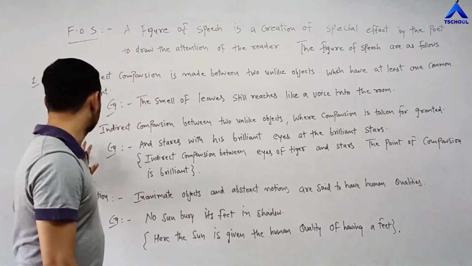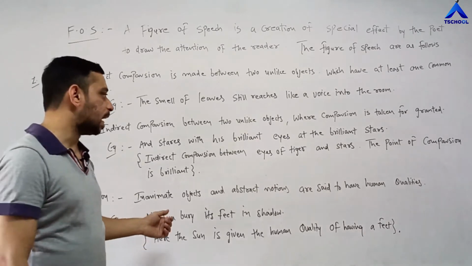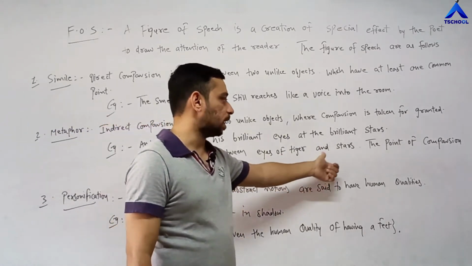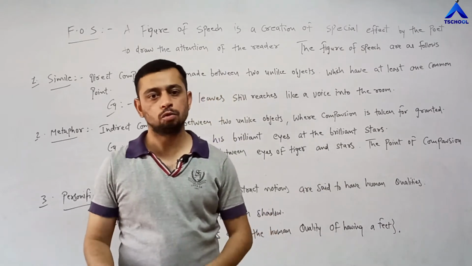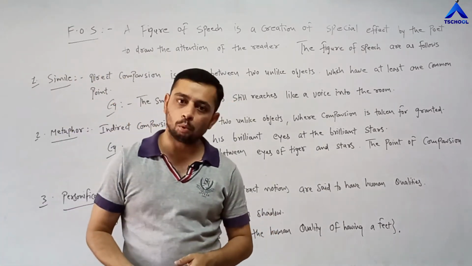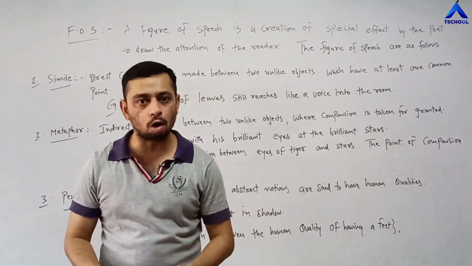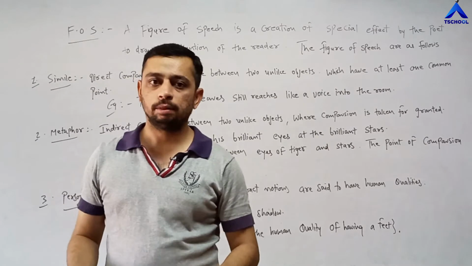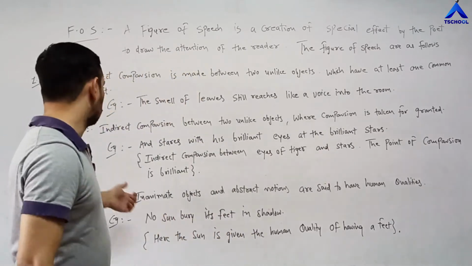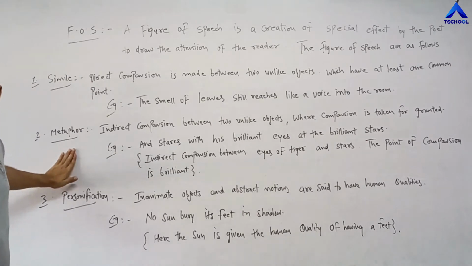That is known as a metaphor. An indirect comparison between eyes of a tiger and stars. That is known as a metaphor. So when you read this kind of lines in the poem, and when you find an indirect comparison between two unlike objects or between two things, that particular figure of speech is called a metaphor. Right? Figure of speech number 3.